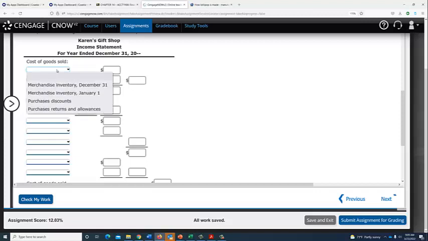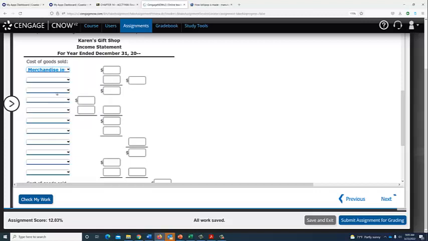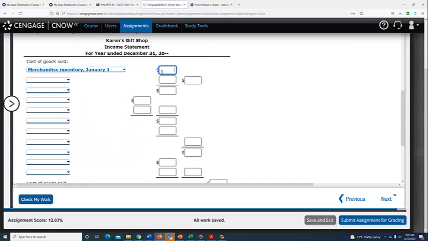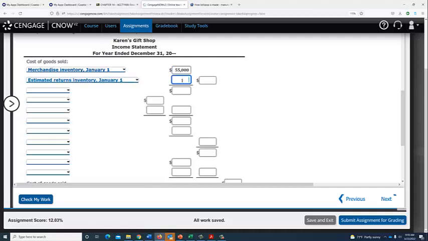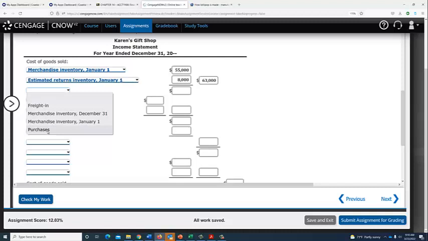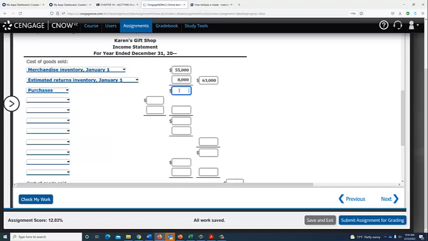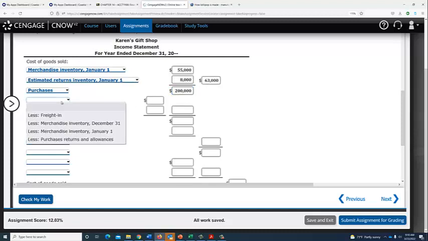Remember, we start with beginning inventory, and that was $55,000. And we've also got the beginning inventory of the estimated returns. That was $8,000. And now we'll total that over to the right. That will give us $63,000. Then we start with purchases. So our purchase figure was $200,000, and all this is coming straight from the worksheet that was above.